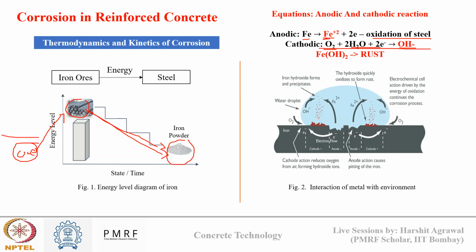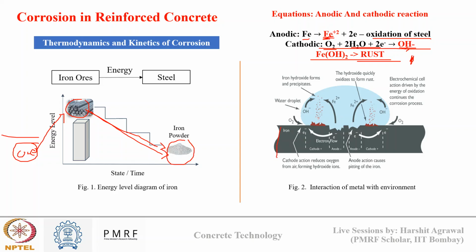So this Fe2+ that is formed on oxidation, and OH- which is formed on reduction, they react to form Fe(OH)2, which is what is known as rust or the orange deposit we generally see on the reinforcement. Okay, so you can visualize this reaction from this figure also.